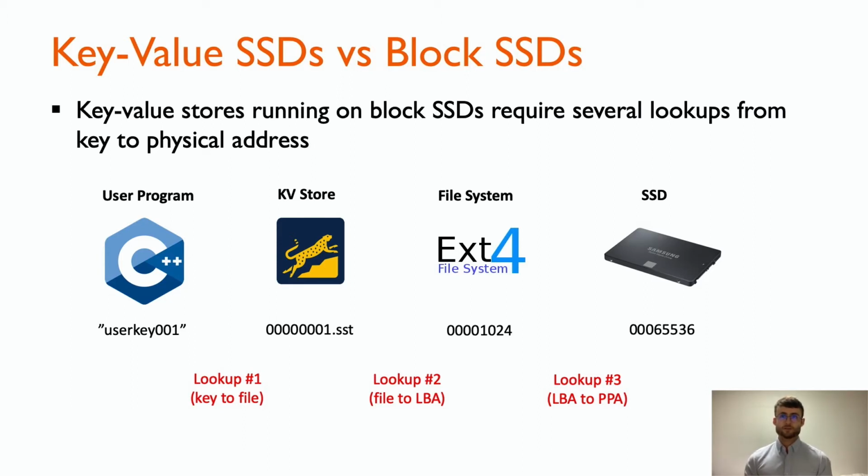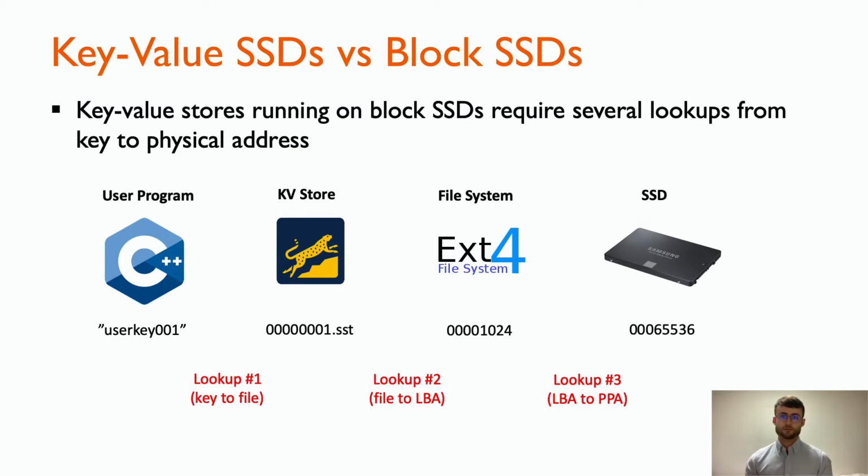A typical deployment of a KeyValue store on a block SSD looks like the following. A user program wants to access some KeyValue data, which it does so by calling to a KeyValue store. The KeyValue store then performs a lookup for the key and finds the file to which the key belongs. Inside the file system, the file is converted to a logical block address, which is then converted to a physical address inside the SSD. The data is then transferred back from the SSD to the host.